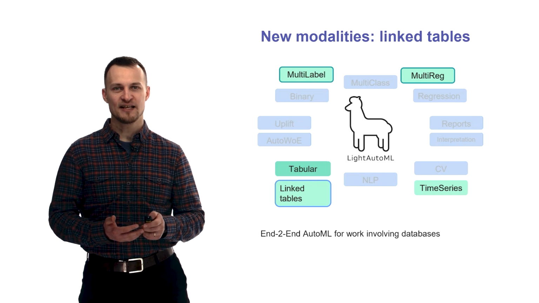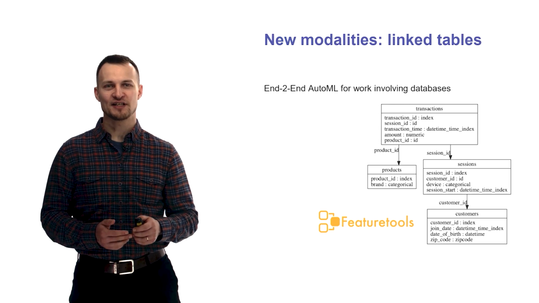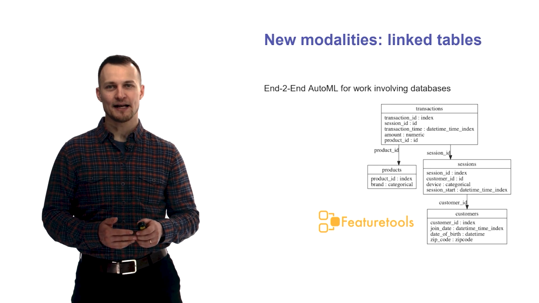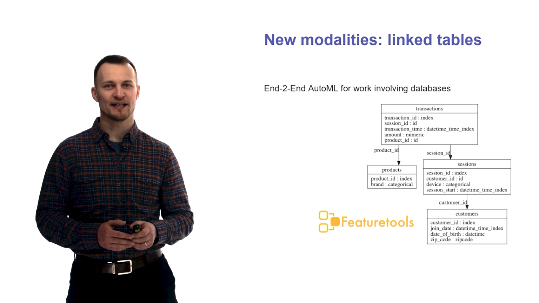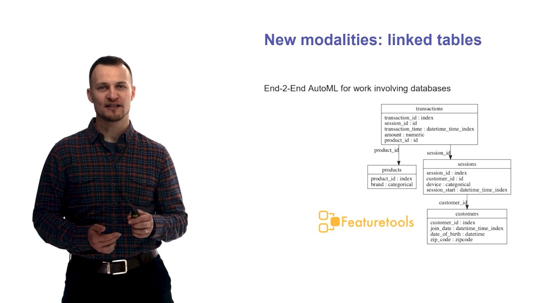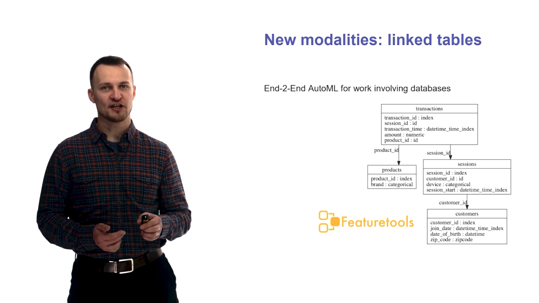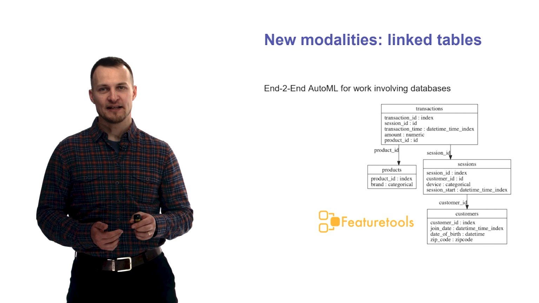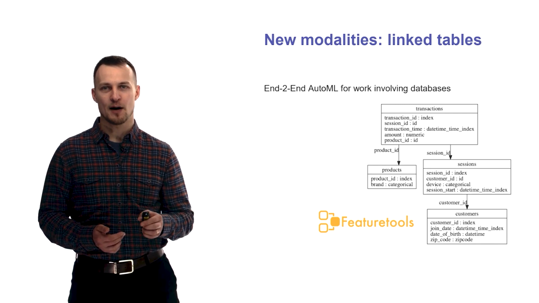One of them is linked tables, which is direct support for database structures. This functionality uses common approaches based on the Feature Tools library and allows you to automatically generate and select features directly from related tables. For example, you will be able to work simultaneously with transaction history, customer attributes, and order attributes. The example of usage you can find in the corresponding tutorial on GitHub.